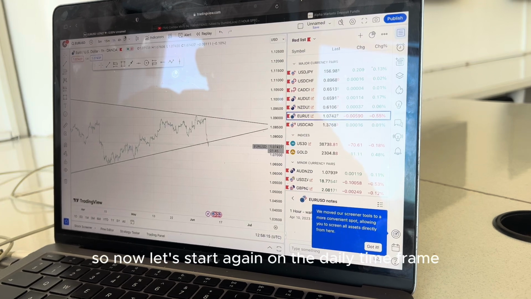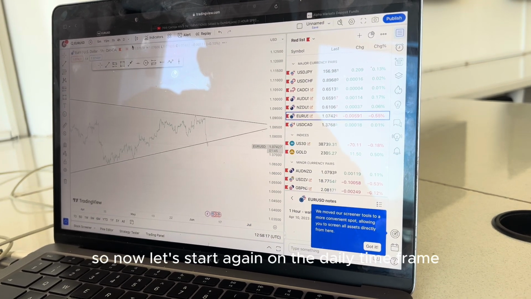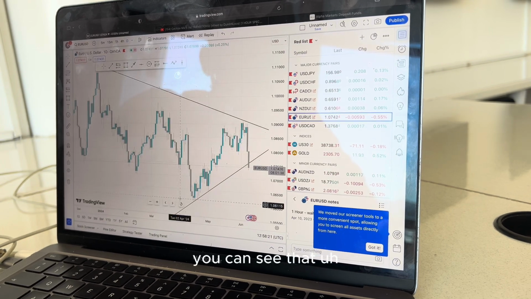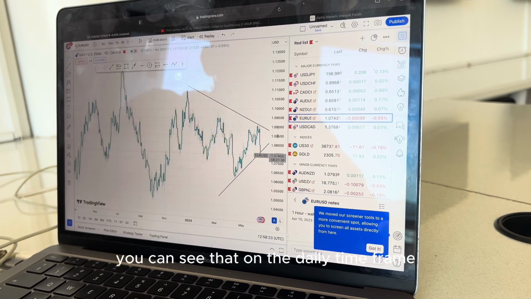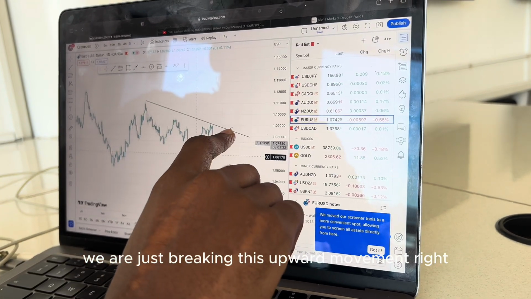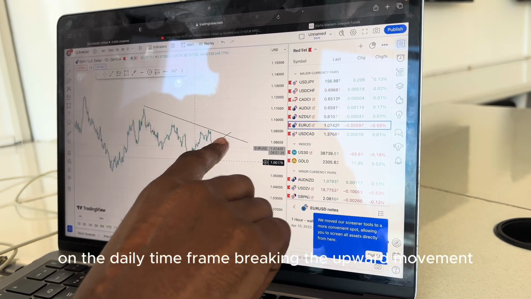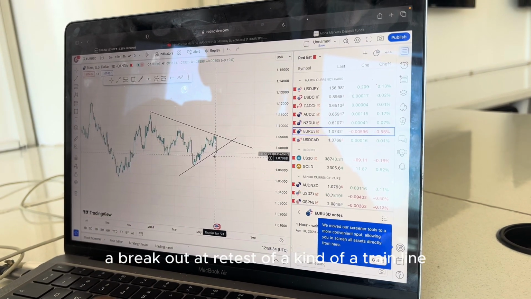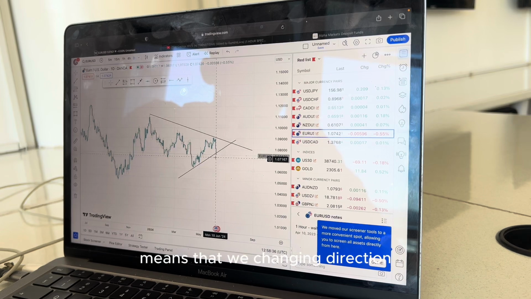So now let's start again on the daily time frame. As we go on the daily time frame, you can see that we are just breaking this upward movement, right? On the daily time frame we're breaking the upward movement. Remember, a breakout and retest of a trend line means a change in direction.